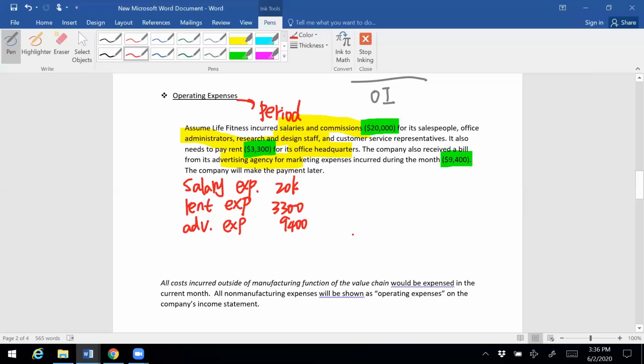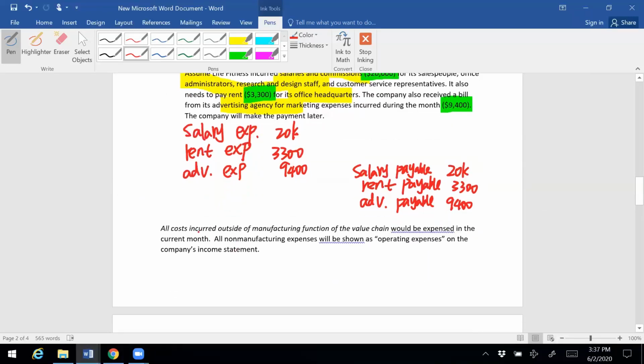So you have all these payables on the credit side: salary payable 20,000, and then rent payable, advertisement payable, 9,400, right? So those are just the operating expense. It has nothing to do with our work in process or our finished goods, because those are just the period cost. All costs incurred outside of a manufacturing function will be expensed in the current month. So this is the operating expense.